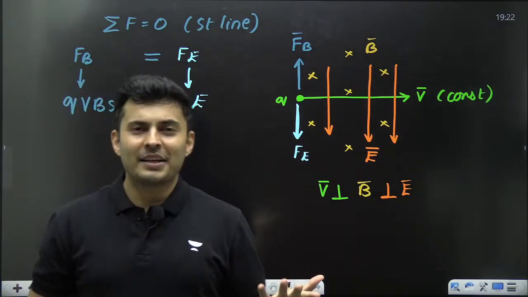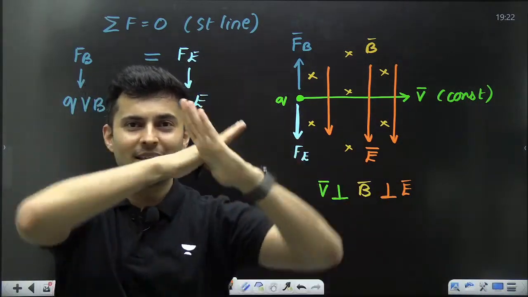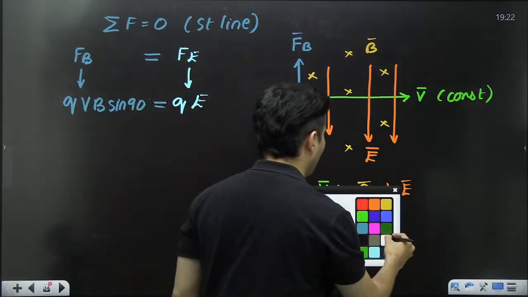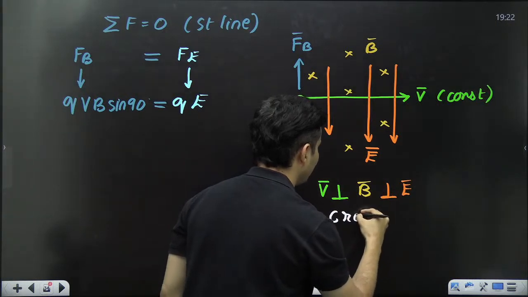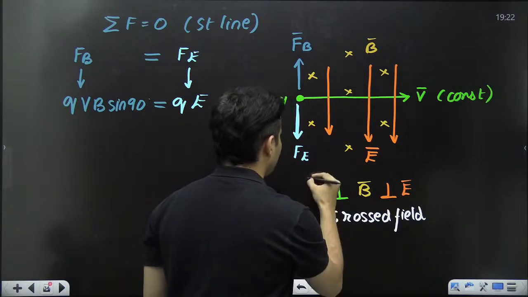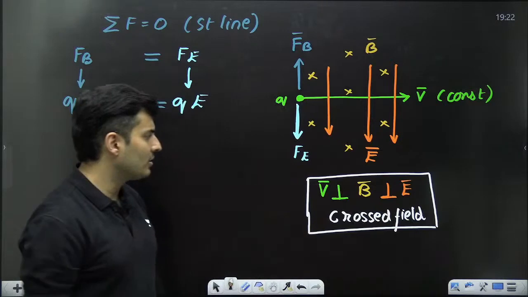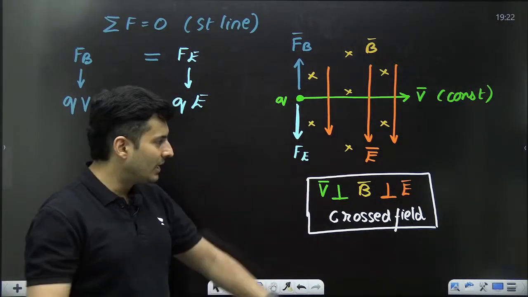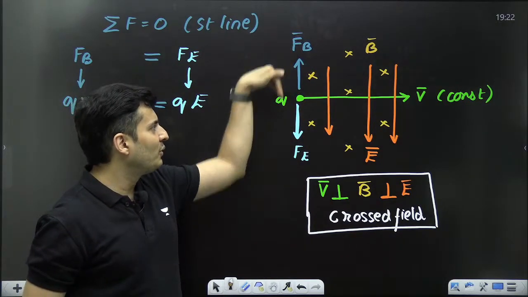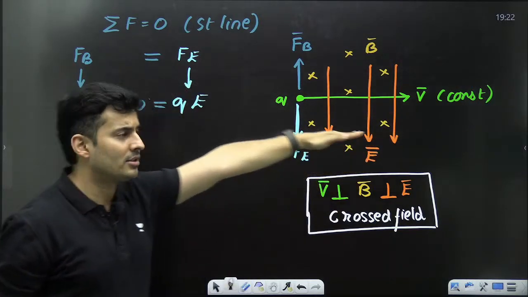When things are perpendicular, it is usually called crossed. So that is why this is also called a crossed field. This is a very interesting example where magnetic field is there, electric field is there, velocity is there, but they are perpendicular to each other. The values are chosen in such a way that this force and this force cancel and the net force is 0. So the particle continues to go in a straight line.